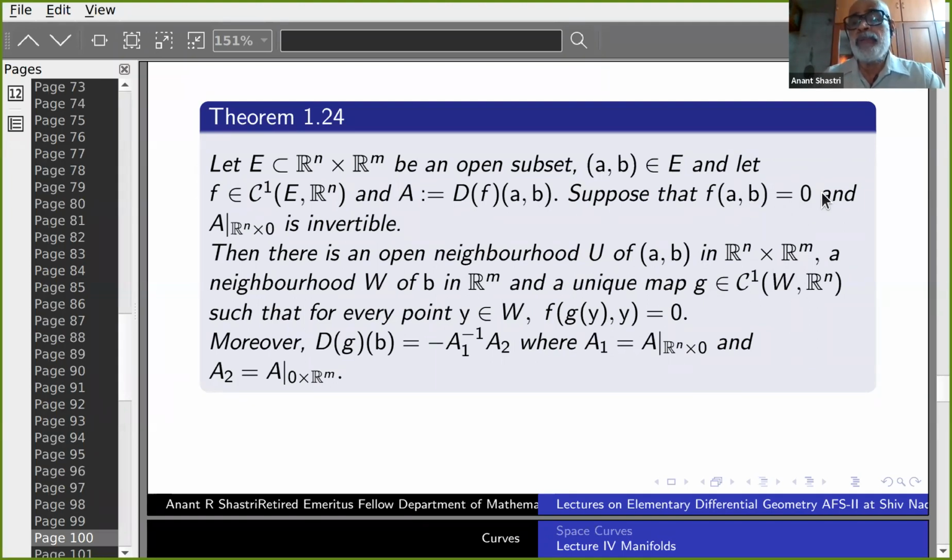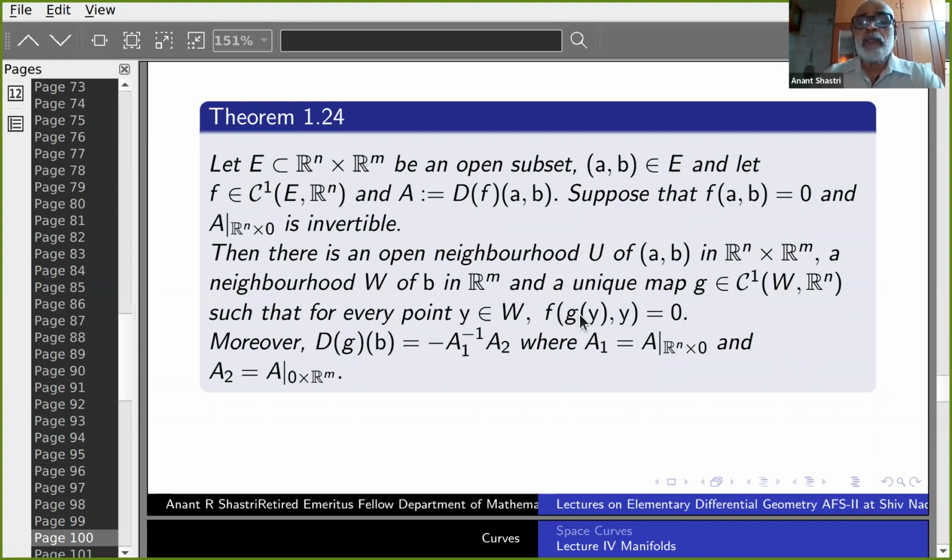f of (a, b) is 0, one solution. Around that, you have a whole family of solutions here. f of (g(y), y) equal to 0. This g is a function. g of b will be equal to a. There is a unique C1 map g from W to Rn which satisfies this property.